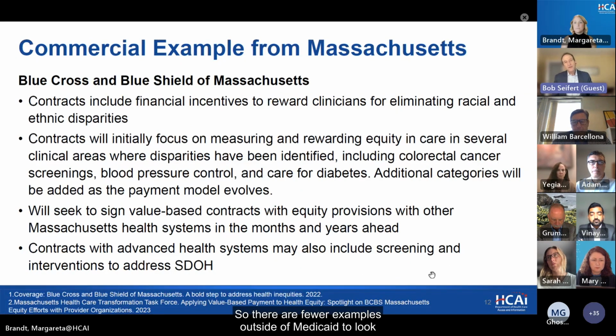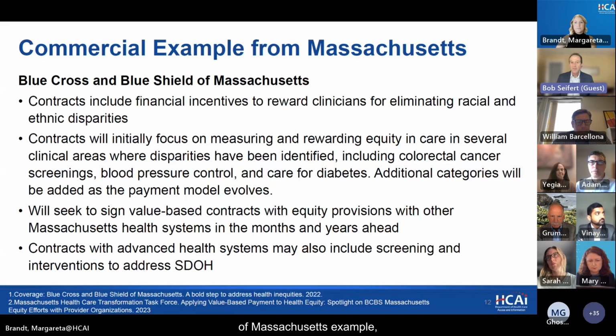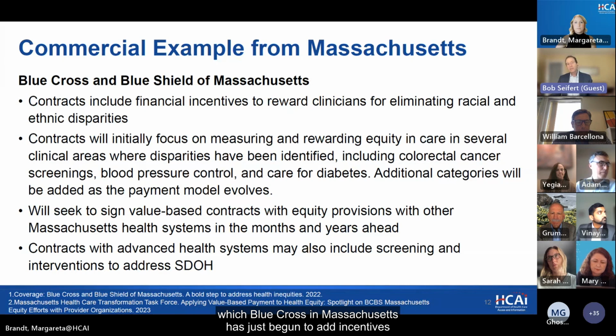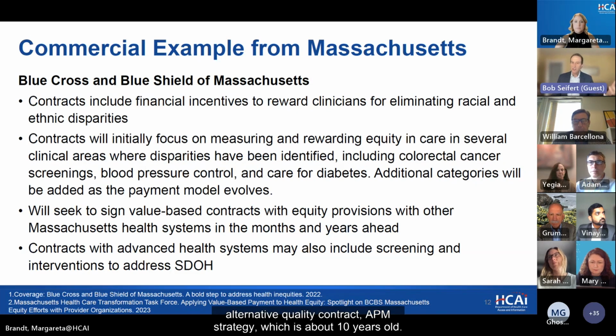So there are fewer examples outside of Medicaid to look at here, but there are some. The one example among commercial payers is the Blue Cross Blue Shield of Massachusetts example. Blue Cross in Massachusetts has just begun to add incentives to reduce disparities to their provider contracts that are part of its alternative quality contract APM strategy, which is about 10 years old.